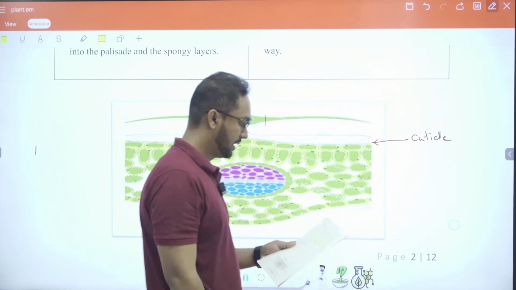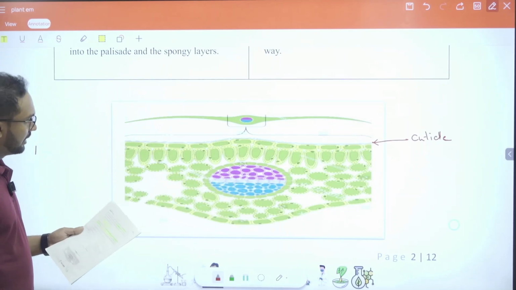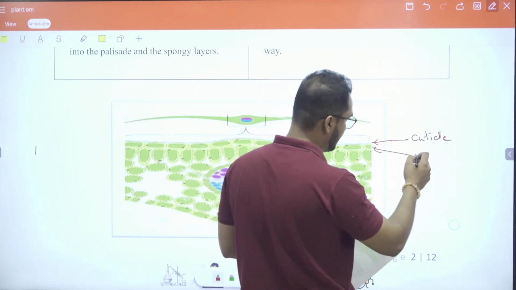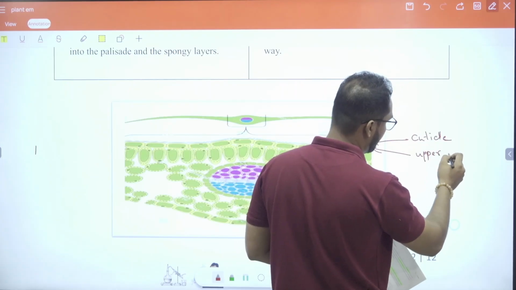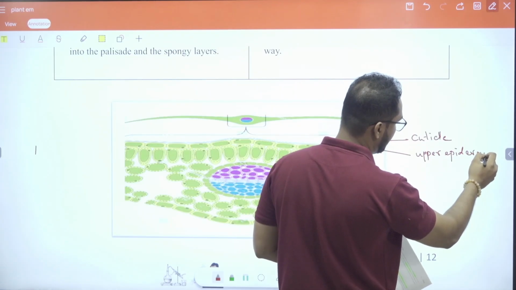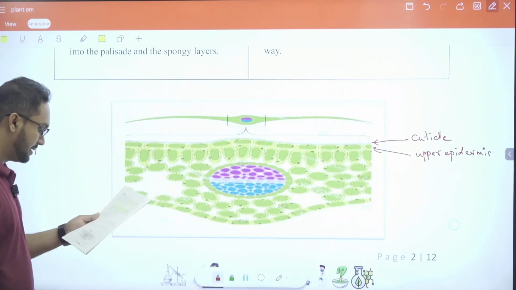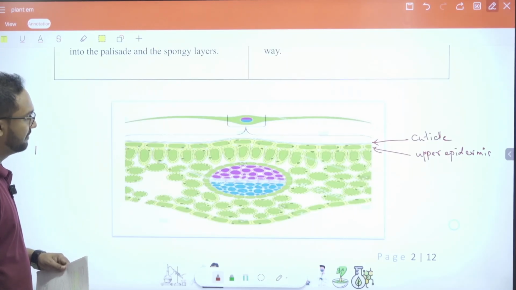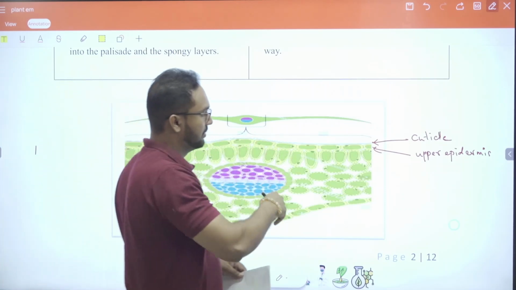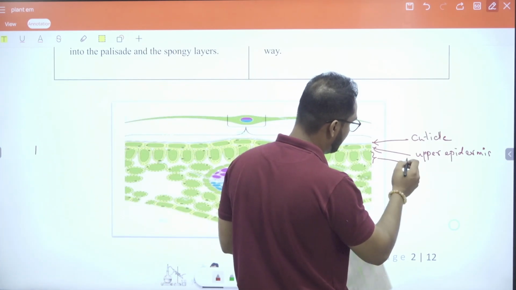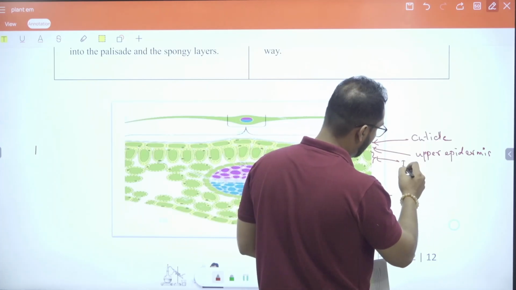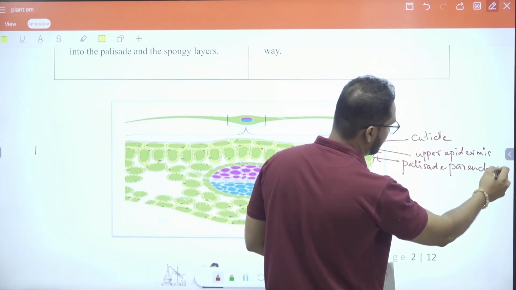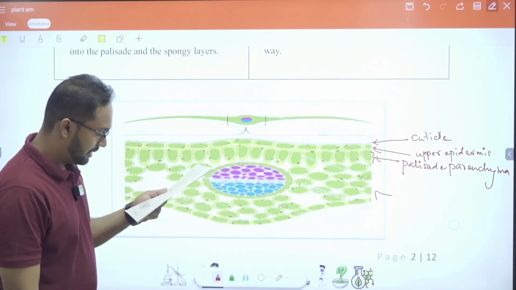That's one of the lipids, right? It's a cuticle. And below the cuticle, there's this single cell layer. You call it the epidermis, right? Or the upper epidermis, to be certain. This is upper epidermis. And below the upper epidermis, there are palisade parenchyma cells that are like a fence, with all the sticks together. It's called the palisade parenchyma, right? Next.